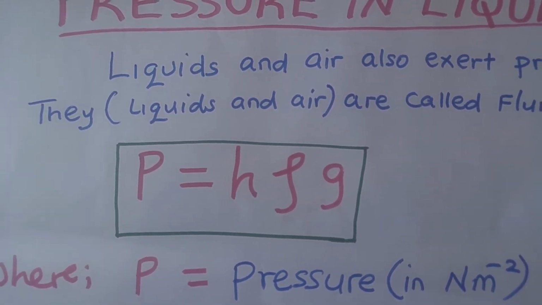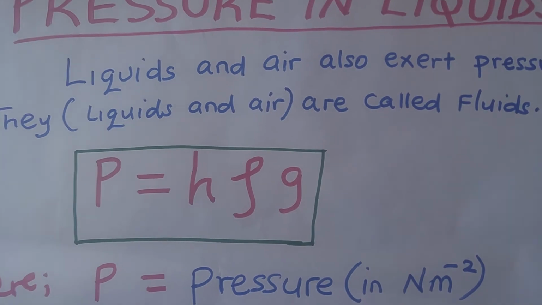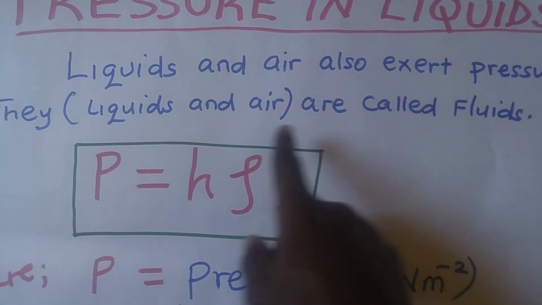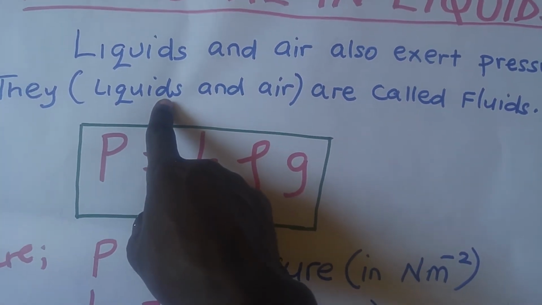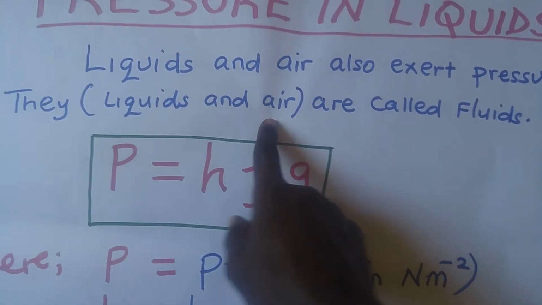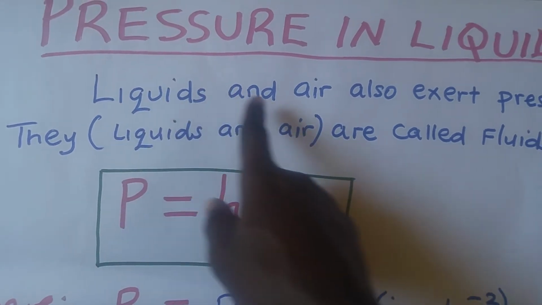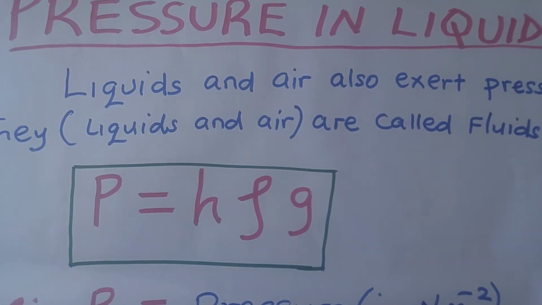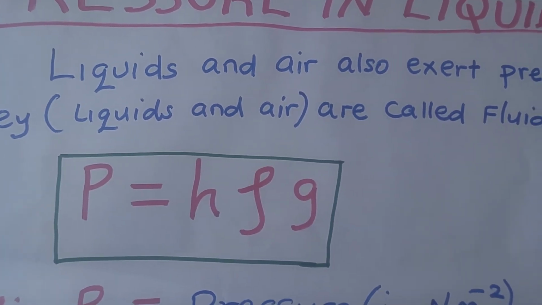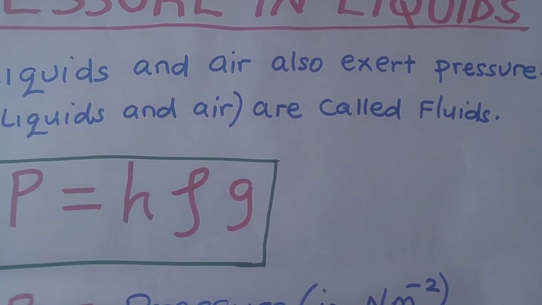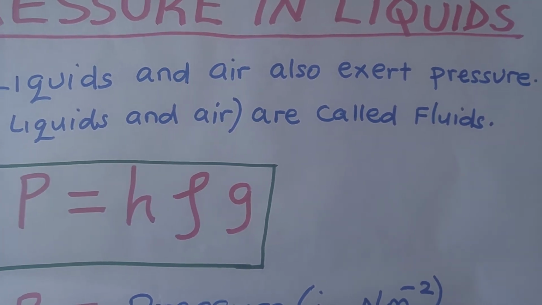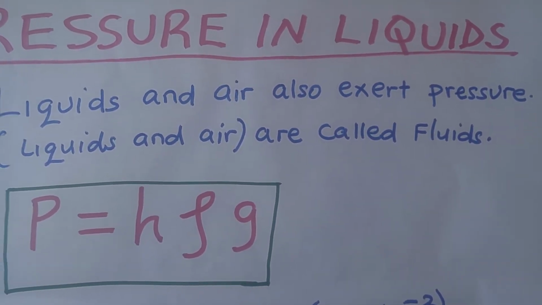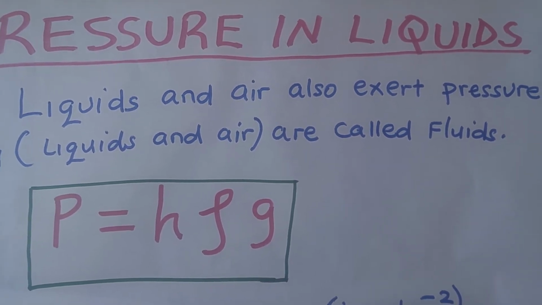Now, we have one word, this word here, fluids. This word is used to mean two things, liquids and gases. So, we have said liquids and gases or air also exert pressure. Those liquids and gases are called fluids. So we are talking about pressure in fluids, pressure in liquids and pressure in gases. But we are beginning with pressure in liquids.